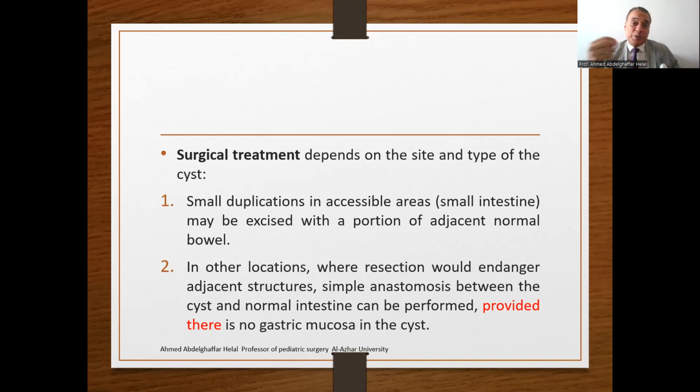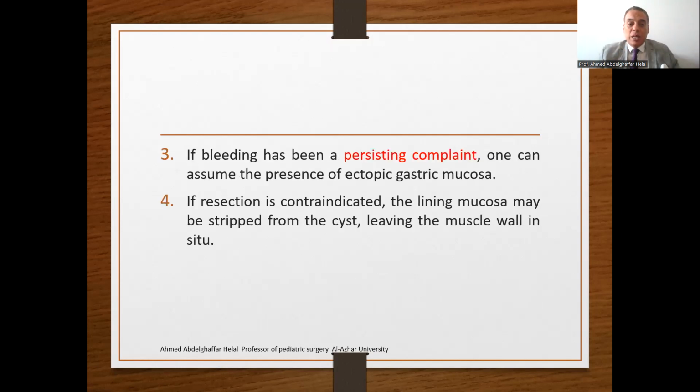Otherwise, the mucosa needs to be stripped off and removed. If bleeding has been a persistent complaint, one can assume the presence of ectopic gastric mucosa. Very important: if resection is contraindicated, the lining mucosa may be stripped from the cyst, leaving the muscle wall in situ.